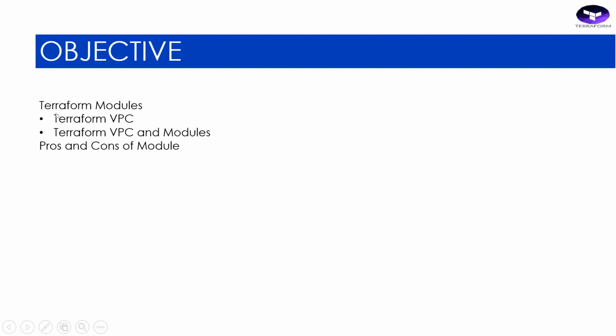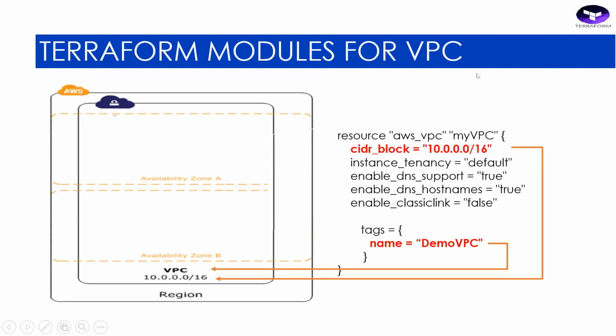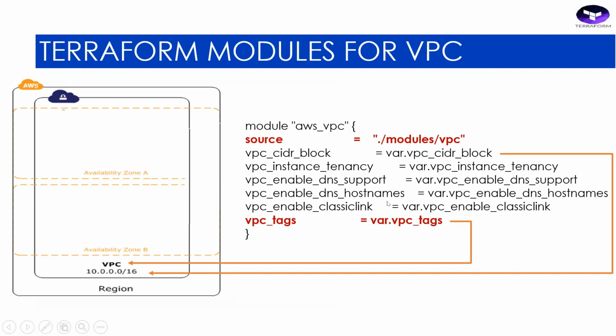Other than that, in this lecture we are going to talk about the simple Terraform VPC creation by the resource, and the Terraform VPC creation with a module. The module code will be local, and we'll cover the pros and cons of modules. We are going to create the VPC simply, and then the same VPC will be converted into a module, and that module will be referenced from the local file system, under the modules folder in the VPC.